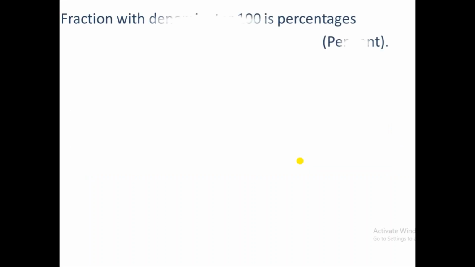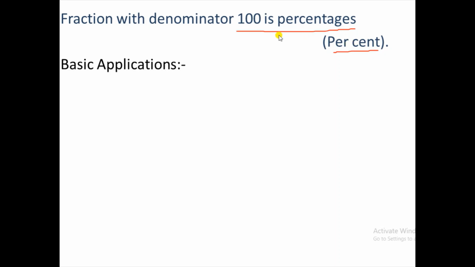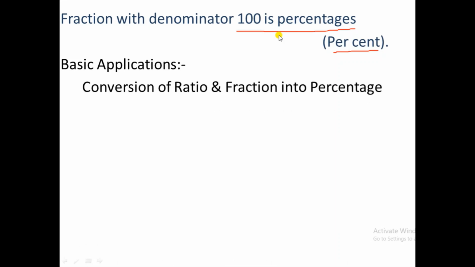So, the first meaning of the percentage is that wherever there is a denominator of 100, it is called a percentage, or simply a percent, cent in the sense of 100. So that is the meaning of percentage. There are going to be different types of applications, depending upon the type of problem, whereby we are going to use this concept of percentage. So the first one is the conversion of ratio and fraction into percentage. Here we are going to convert a ratio and a fraction into percentages.